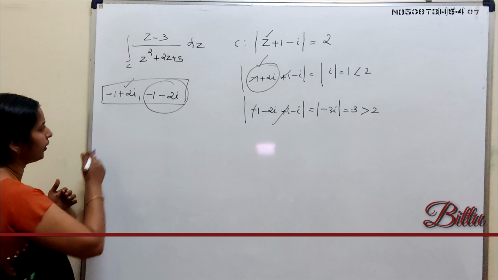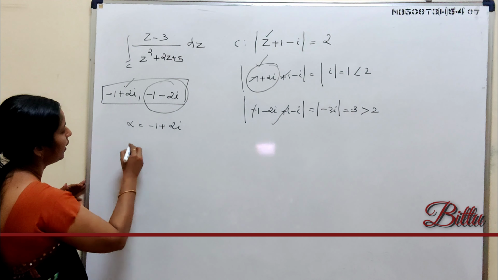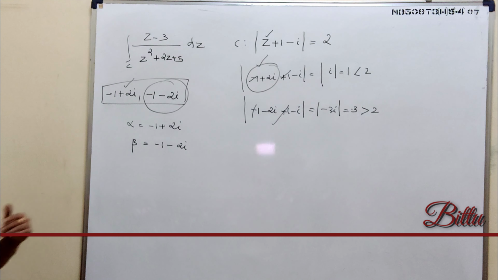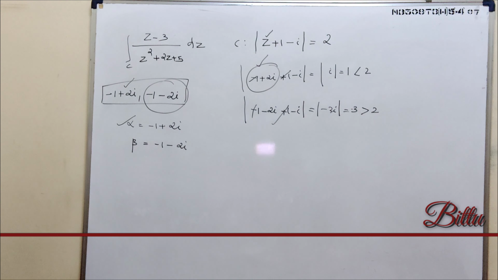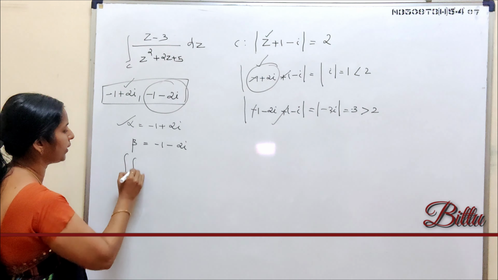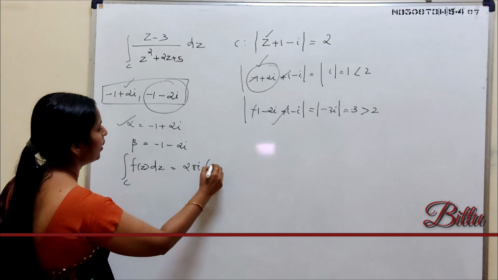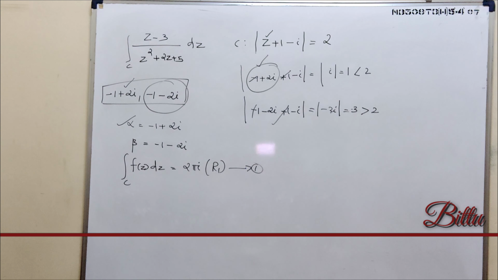In such situations, for smooth calculations, you have to make a substitution here. Let alpha be minus 1 plus 2i and beta be minus 1 minus 2i. See, now our poles are alpha and beta. Clearly alpha is inside of C and beta is outside of C. So by residue theorem, we have integral over C f z dz is 2 pi i into R1 only. Next, we have to find R1.